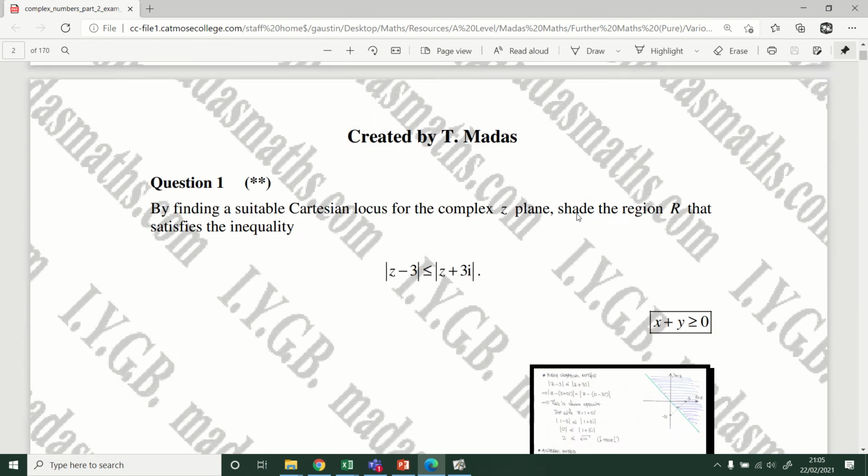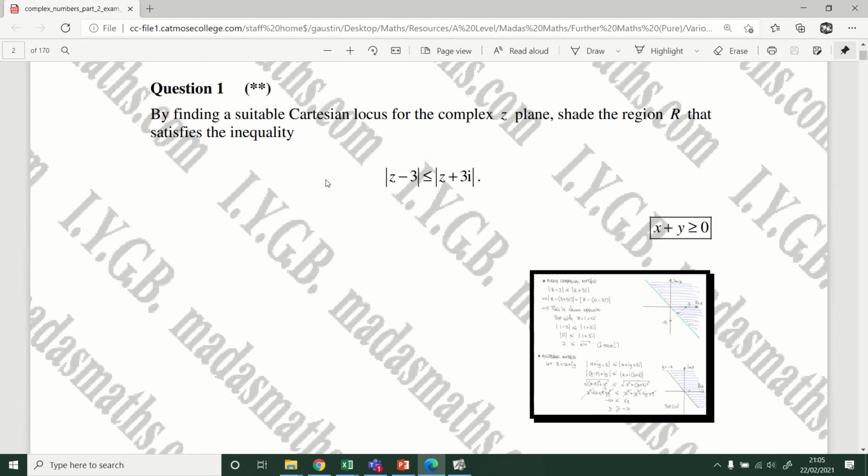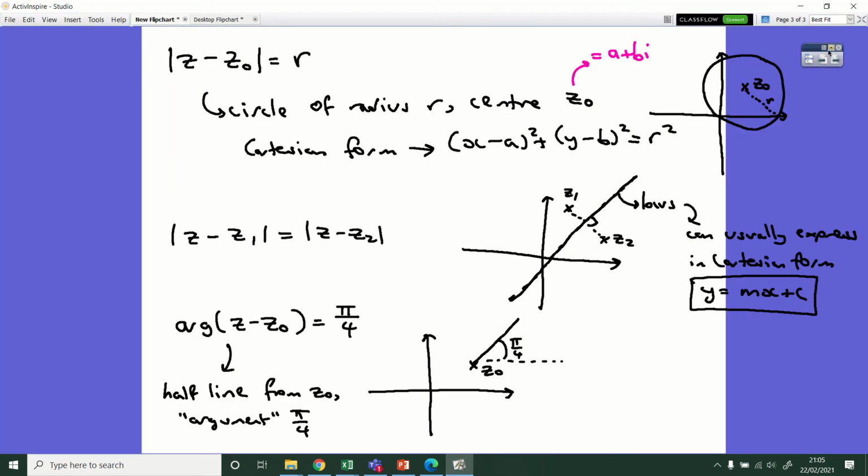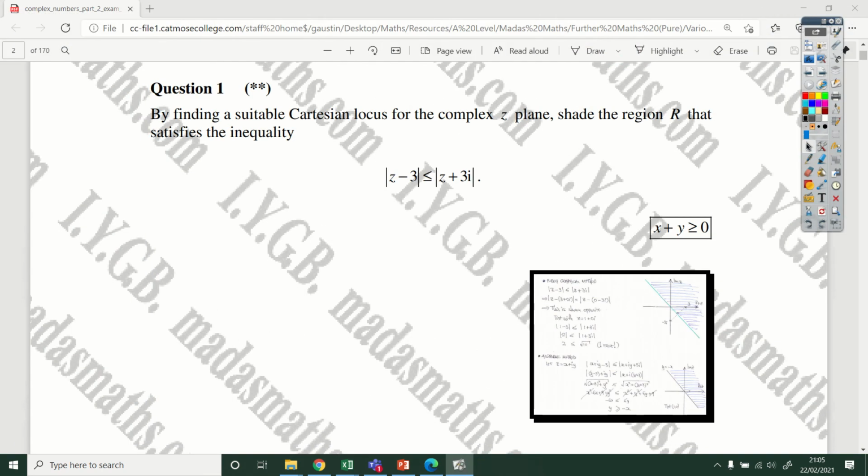Okay, where's my first one? Okay, great. All right, so finding a suitable Cartesian locus for the complex z-plane, shade the region that satisfies this inequality here. Okay, so the absolute value of z minus 3 is less than or equal to the absolute value of z plus 3i. Okay, let's annotate this then. So the answer is already given, but I'm going to do my own annotation and show you what the steps are.